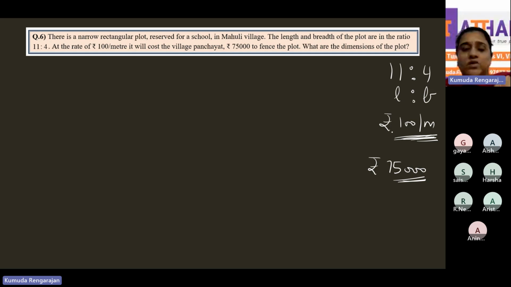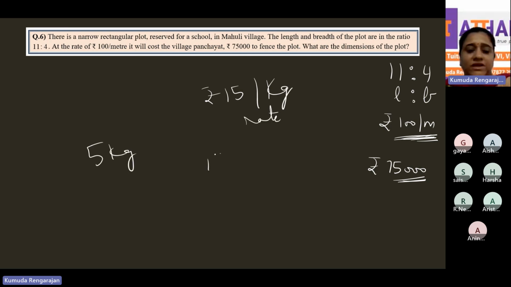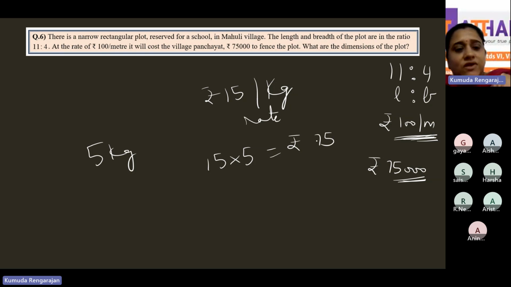This is the rate, like the fruit seller says, 15 rupees per kg. And if you buy 5 kgs, the cost will be 15 into 5, 75 rupees. Your cost, because you have purchased 5 kgs, the money you will be spending will be 15 into 5, which is 75.